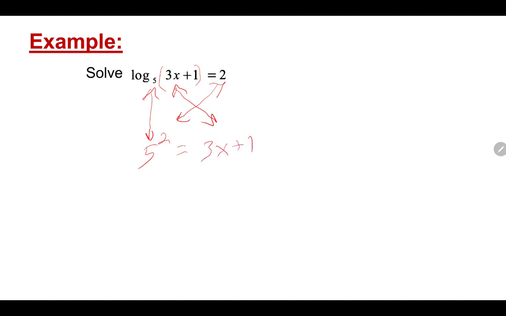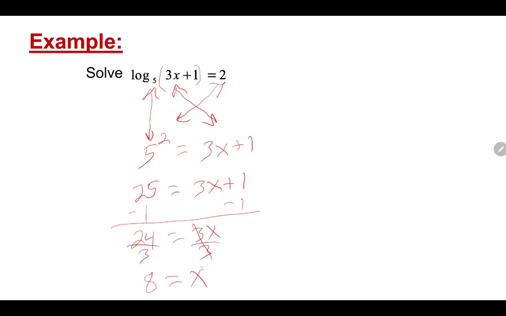Well, we can, again, now we just keep the process of solving. 5 squared is 25, equal to 3x plus 1. We minus 1, minus 1. 24 is equal to 3x. Divide by 3, divide by 3. That filters. 24 divided by 3 is 8. So x equals 8.